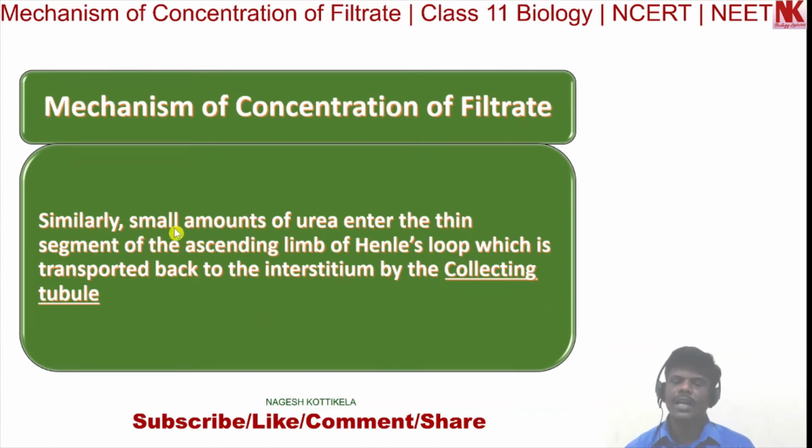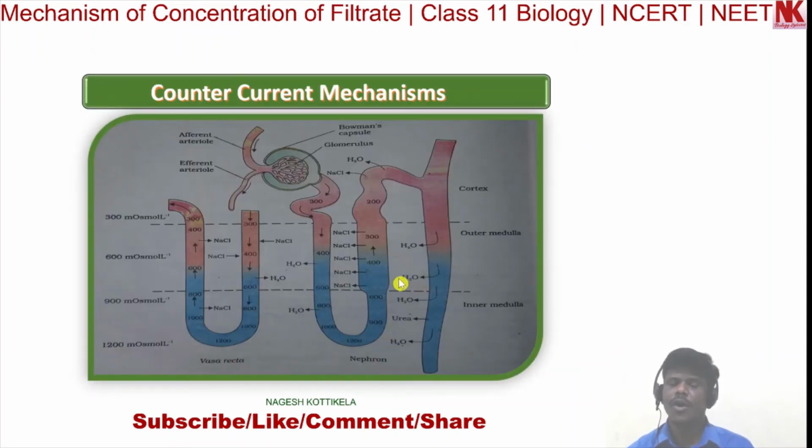Similarly, small amounts of urea enter the thin segment of the ascending limb of loop of Henle, which is transported back to the interstitium by the collecting tubule. Here it can be understood, small amounts of urea enter this ascending limb of loop of Henle, then it is transferred in this direction and gets returned back to the interstitium from the collecting duct. So this is how the gradients are caused by sodium chloride and urea.